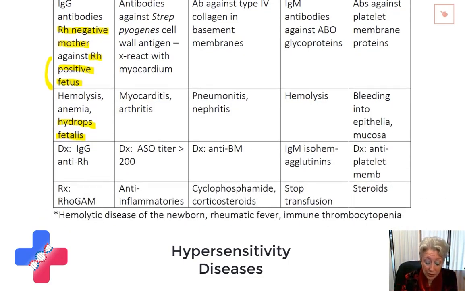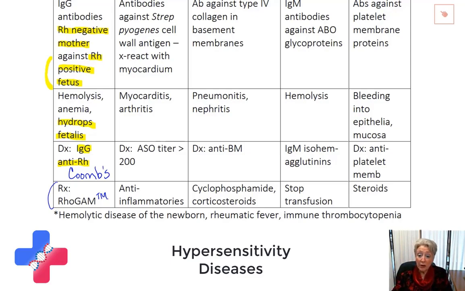Now, we diagnose this with what we call a Coombs test, and I will talk about those in the final chapter of immunology that we'll do. But basically, it is a test to detect immunoglobulin against the Rh factor, okay? We also treat this with repetitive therapies of RhoGAM, which is actually a trademarked name. RhoGAM is a preparation of immunoglobulin against Rh.